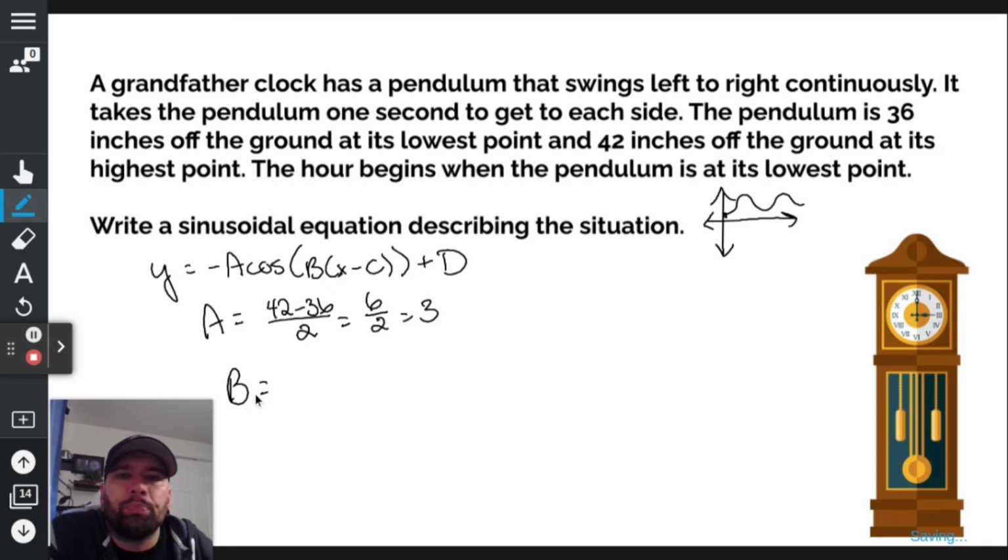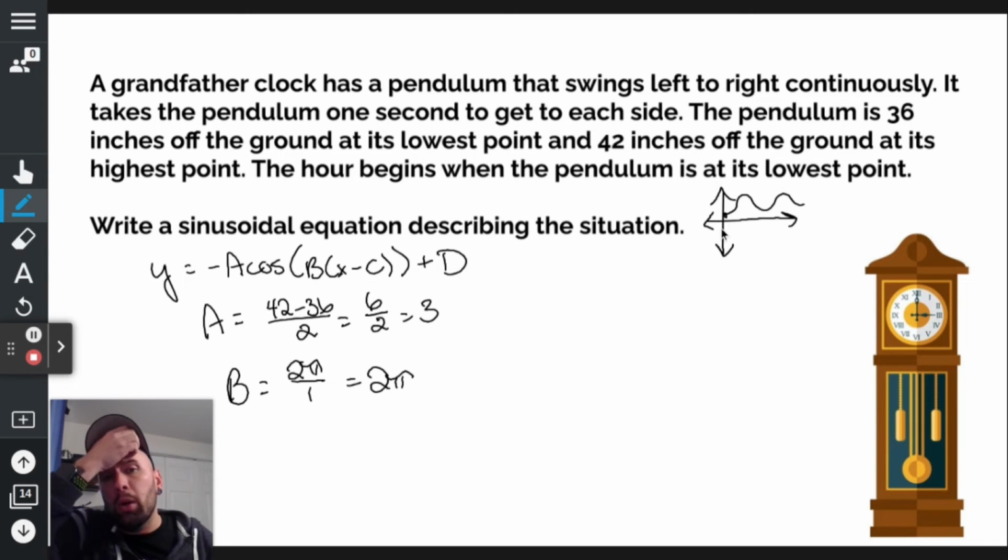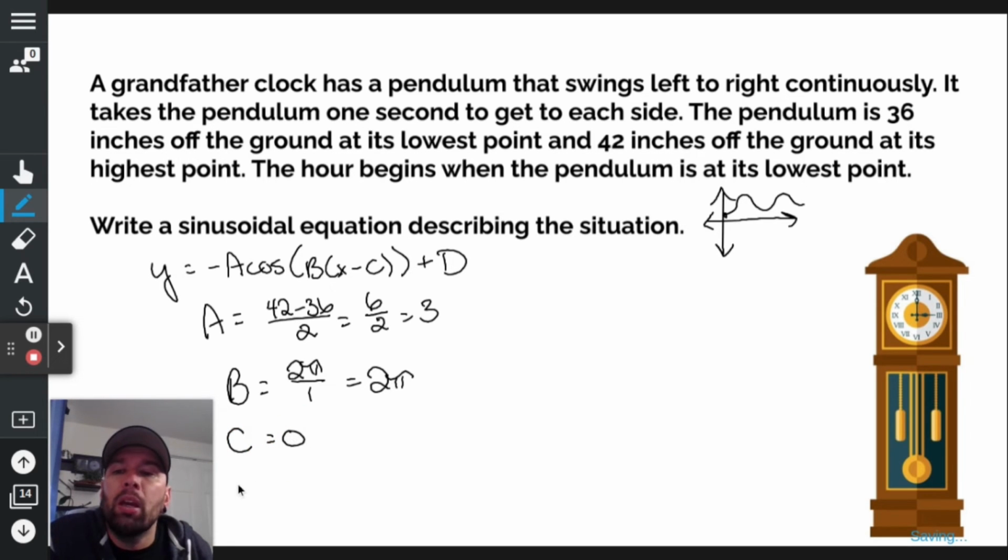B. The period is 1 because it's 1 second. So B is going to be 2 pi over 1, which is just 2 pi. I'm sorry, the period is 1, not the frequency. Since I'm starting with negative cosine, I have no horizontal phase shift, so C is going to be 0. And D is going to be my midline.